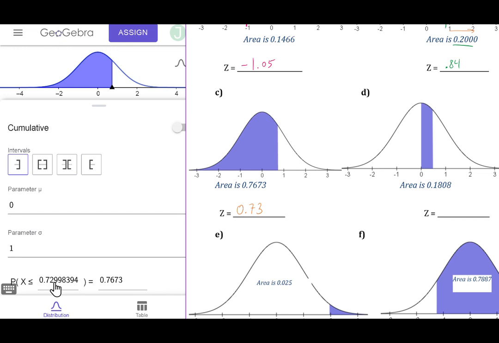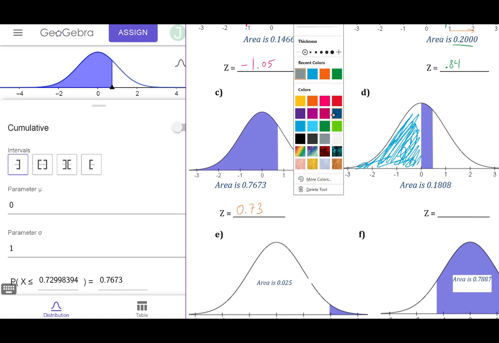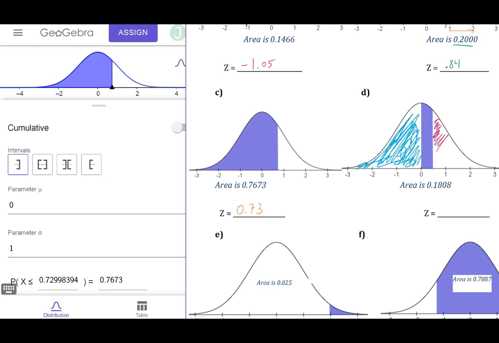All right, so now Part D is going to get a little bit complicated. In Part D, I have essentially 3 different shaded regions. I have the blue shaded region, which I am shading now. We have the purple shaded region, which is given as 0.1808. And we have the, let's go with, I don't know, we'll go with red, reddish. We'll have this red shaded region.